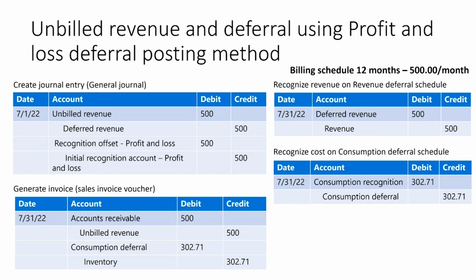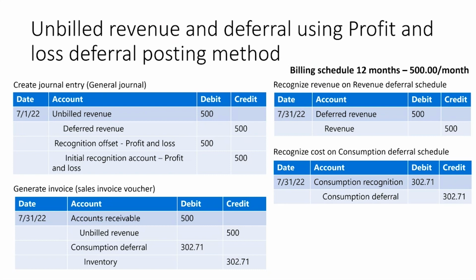All right, and then one more example that we have here is unbilled revenue and deferral, but using the profit and loss deferral posting method. So Brian showed this on the parameters page where you can set this to balance sheet or profit and loss. Balance sheet is what we've probably been talking about and showing, but we also have another one called profit and loss. And with profit and loss, that gives you extra postings. So when you do your create journal entry, which again we do with our unbilled revenue, we do the unbilled revenue and deferred revenue. And then we have these recognition offset and initial recognition account. And these are the profit and loss accounts.